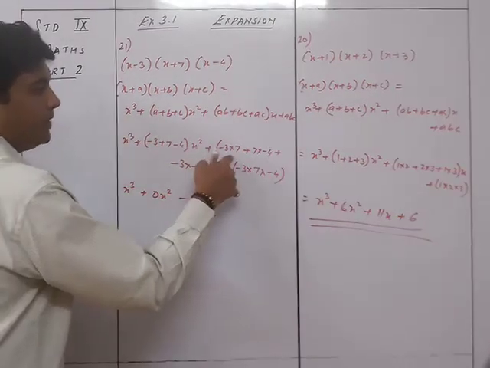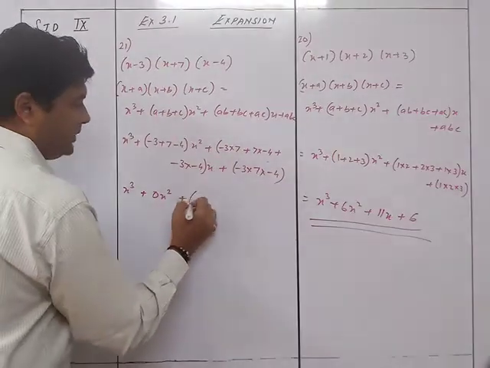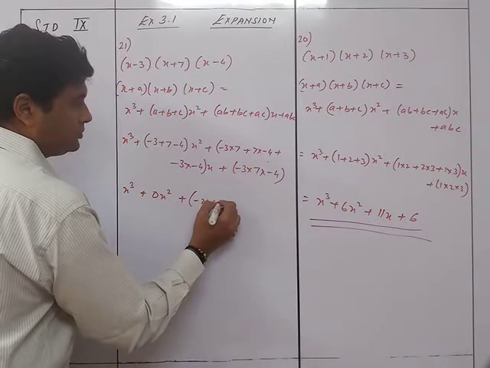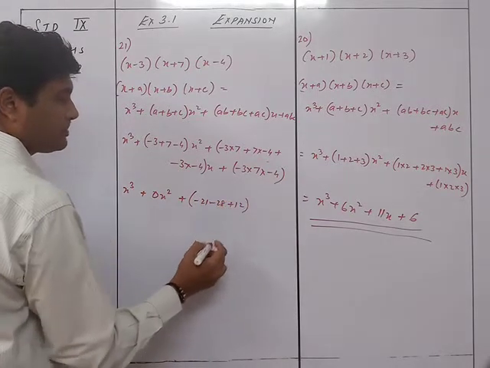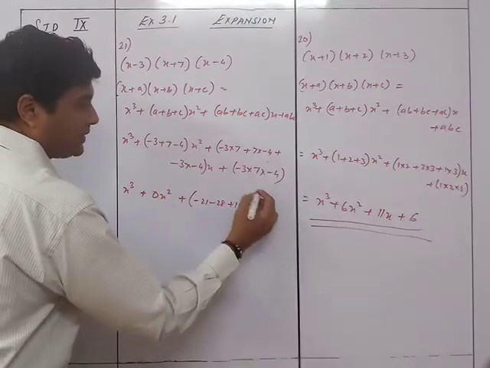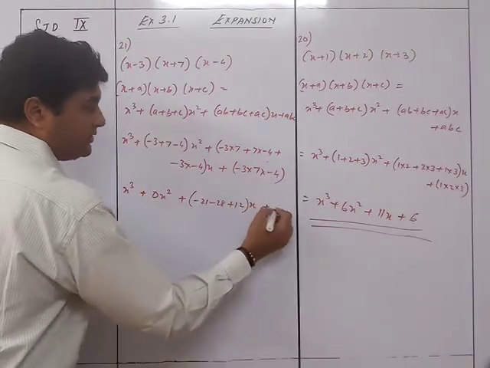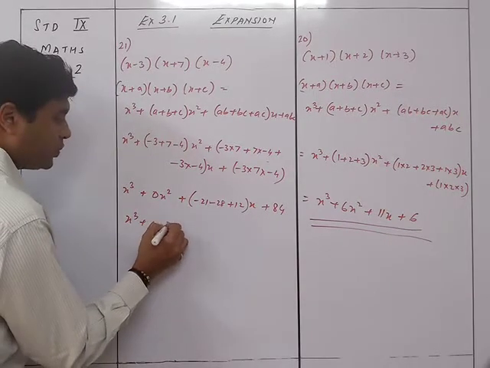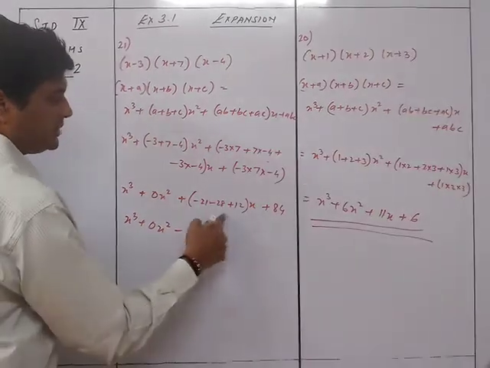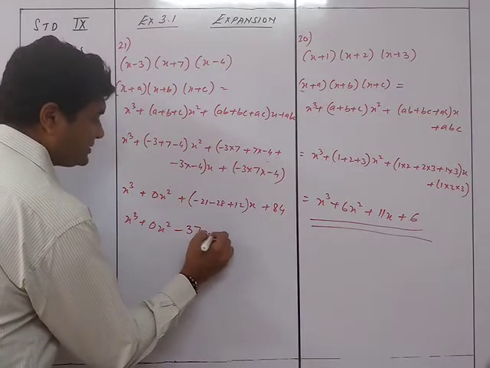Now this is going to be minus 21, so I write down minus 21 plus minus 28 plus 12 x. Okay, and this will be plus 7 3s are 21, 21 4s are 84. So this will be x cube plus 0x square, and this will be minus 21 plus 16, 27, 37. So minus 37x plus 84.